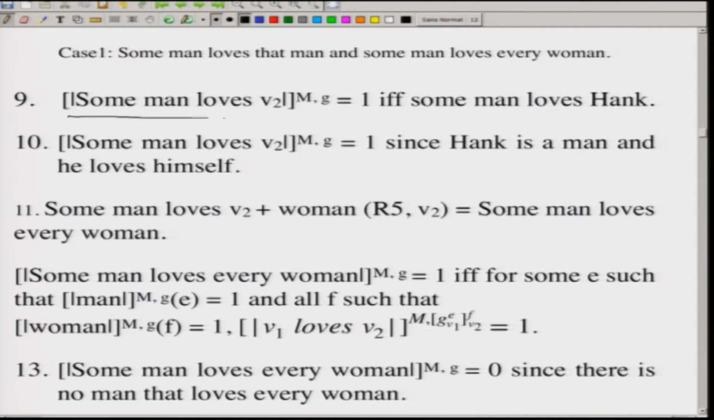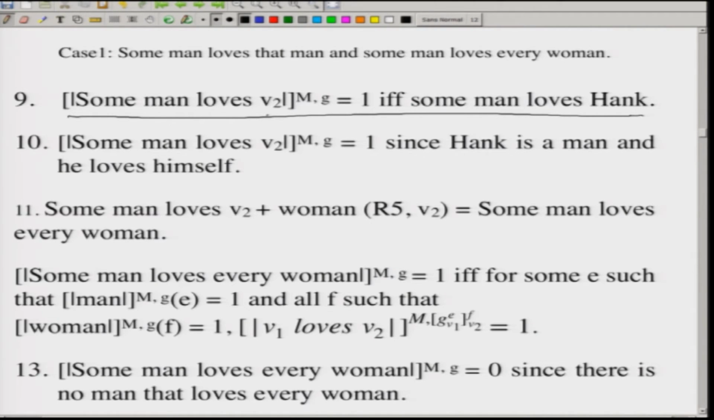So now we are here. What is the truth value of some man loves V2? It is 1 if and only if some man loves Hank, because V2 receives Hank from g, the initial value assignment function, and then some man loves V2 is 1, since Hank is a man and he loves himself.